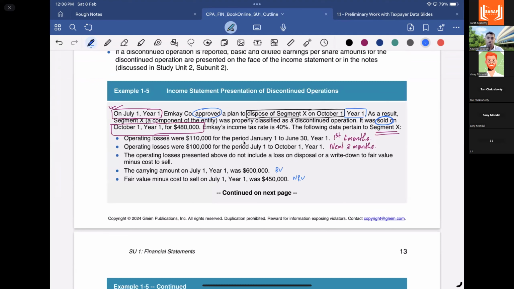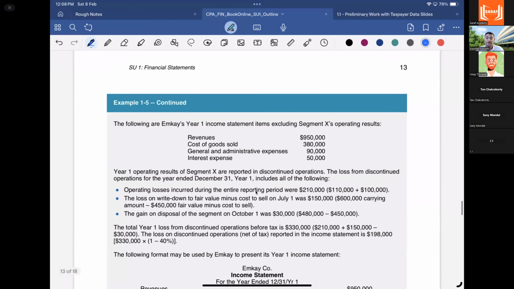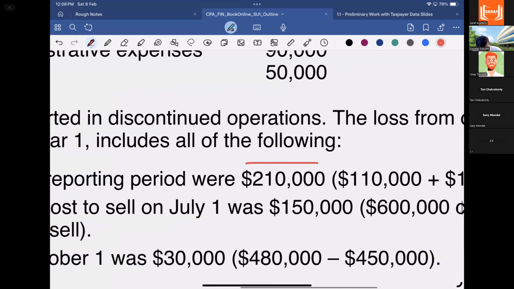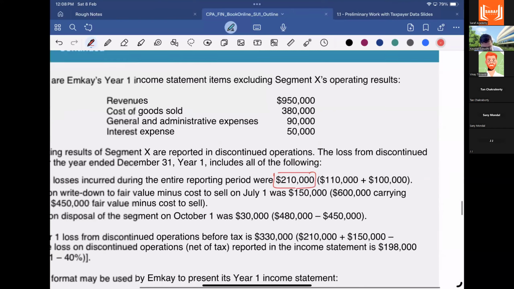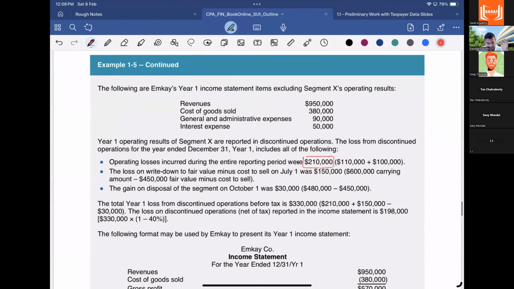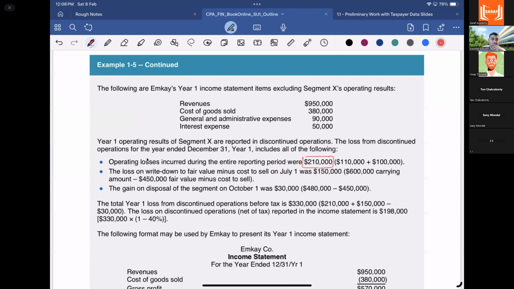Segment X का जो operating losses जो था, ये था 110 and 100, which is $210,000. ये आपको ऊपर दिया गया है क्वेश्चन में, जहां से हमने डेटा लिया हुआ है. ये था हमारे सेगमेंट X का. ठीक है, and then again we have loss on write down to the fair value minus the cost to sale.